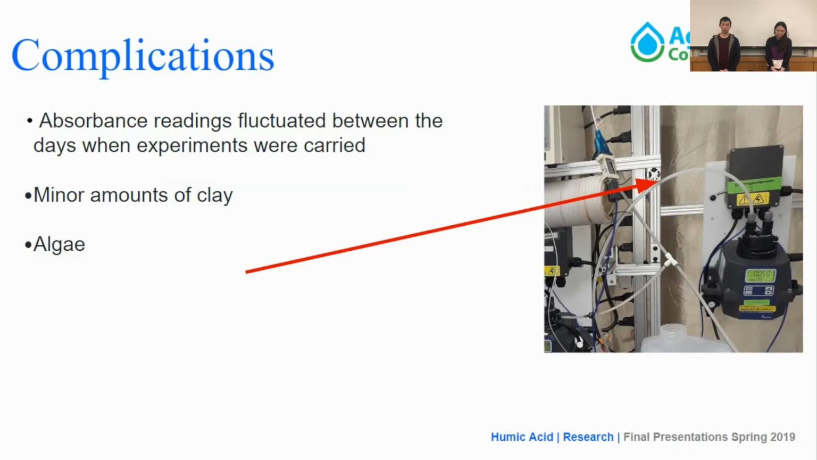Another is that after we started running a couple of trials, over time we found that there were some minor amounts of clay stuck to the tubing. So we had to fix that, but that could have impacted our absorbance readings. And there was also algae, because our tubing was kind of green, and that also could have affected our measurements. But after we found out there was algae, we made sure to consistently bleach our tubing whenever we found algae in the tubes.